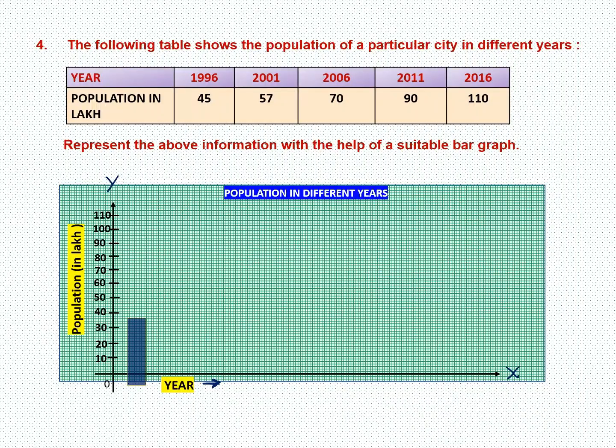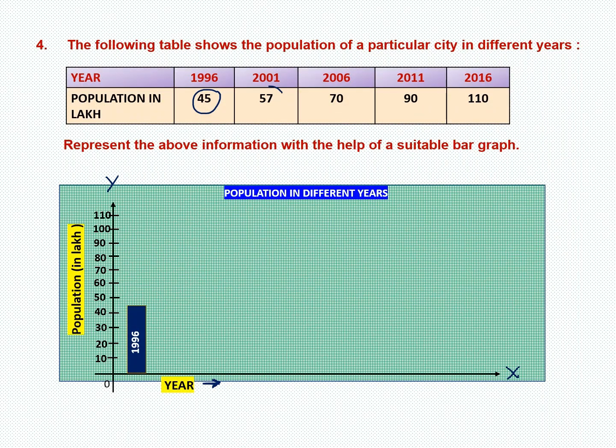Okay, now let's begin. As you can see, the first bar is for the year 1996, which is 45. And where is 45? It will be between 40 and 50. So look for the middle point between 40 and 50 and draw in line with that. And then you get your bar. Now this bar is for the year 1996. So we've got a first bar.